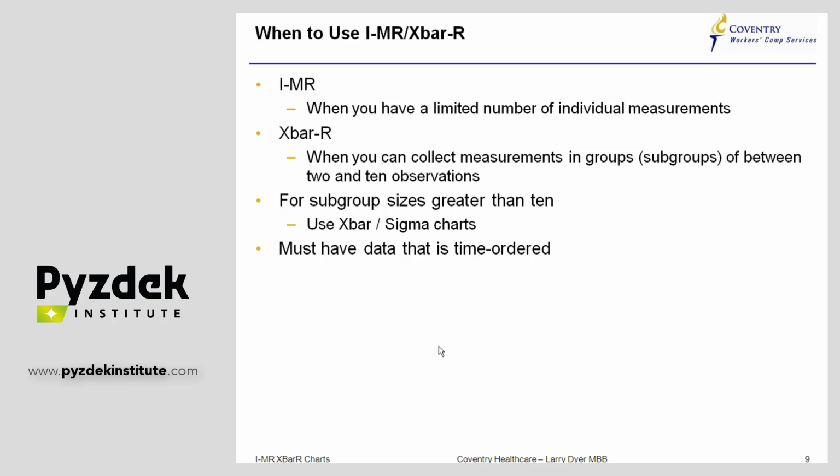But you do use the XBAR-R when you can have subgroups of 2 to 10. If your subgroups are larger, you use the XBAR-S, which is a little more sensitive.